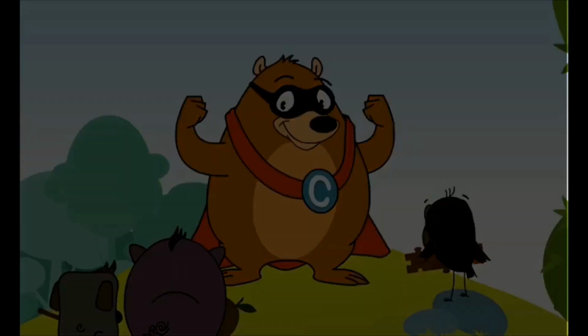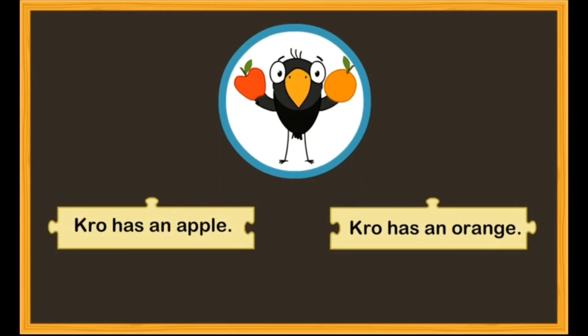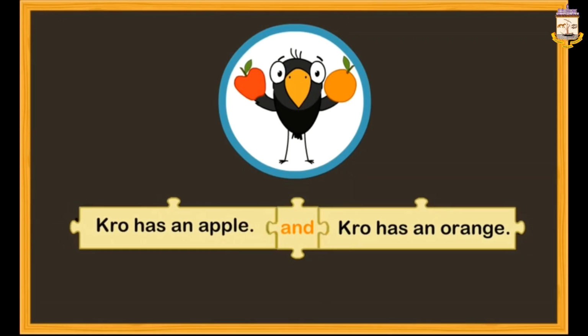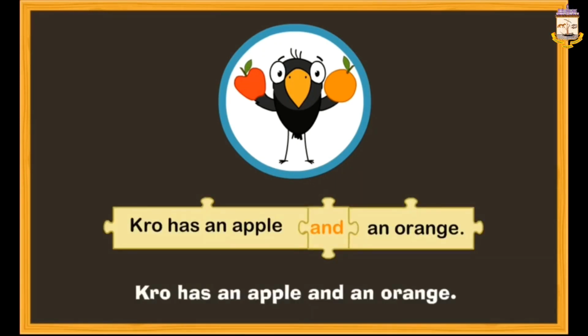But what is a conjunction? Conjunctions are joining words. They join words and sentences. So instead of saying, Crow has an apple, Crow has an orange, you can use the conjunction and to join the two sentences into one. And the sentence will now read, Crow has an apple and an orange. Here, and is a joining word.